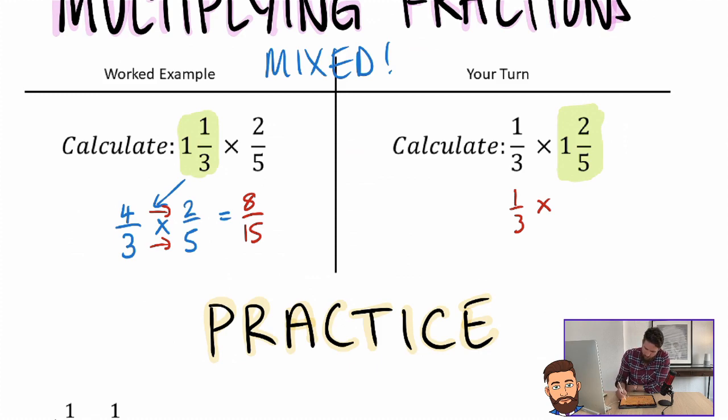So that would be 5 times 1 is 5, add the 2 is 7 over the original 5. And then we can multiply across, which would be 1 times 7 is 7, 3 times 5 is 15. And we cannot simplify 7 and 15 because 7 is a prime number.